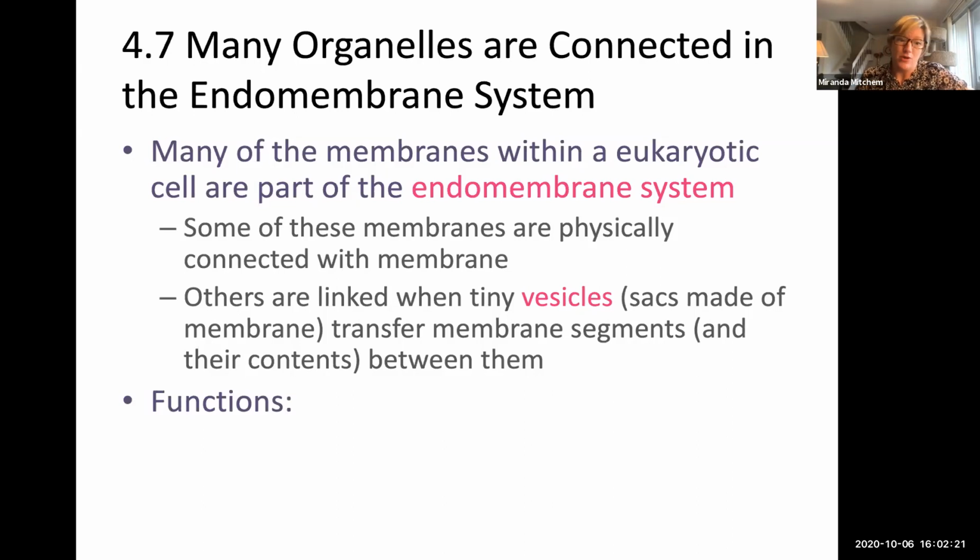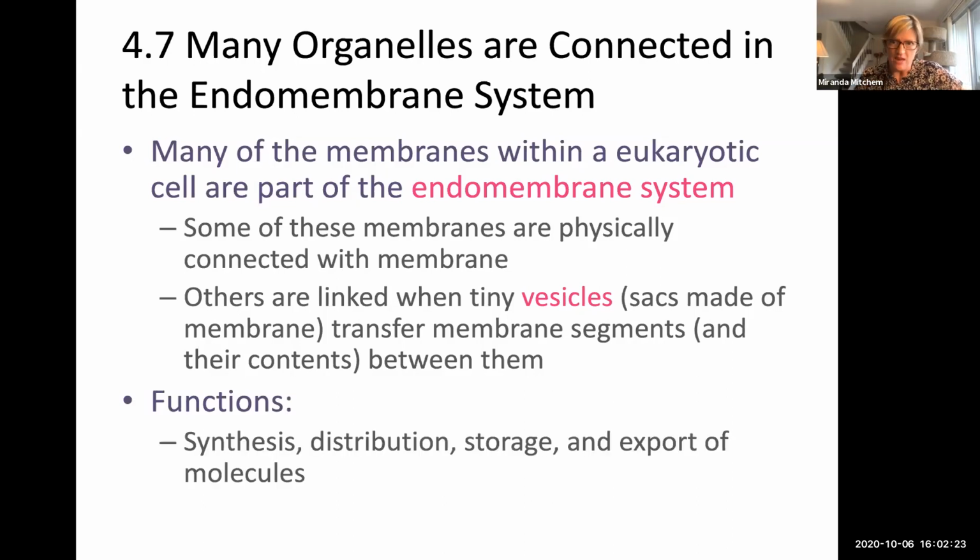So the endomembrane system, the main functions of it as a system is to synthesize different materials that the cell needs, to distribute them, to store them, even to export some of these materials outside of the cell. And also another function of the endomembrane system is it helps to get rid of some materials that the cell doesn't need anymore.